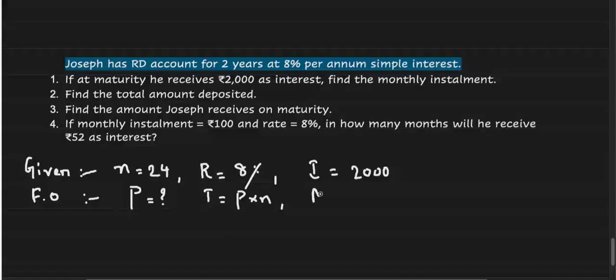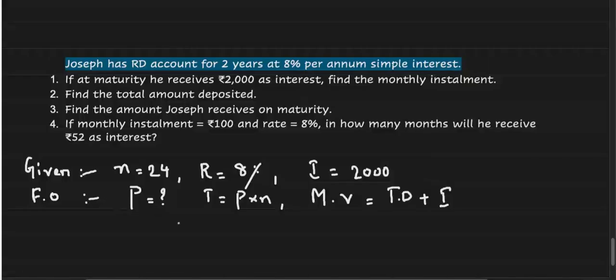Maturity value MV, you know that, just add the interest 2,000 to the total amount deposited. You will get the maturity value, that is total amount deposited plus interest. If monthly installment is 100 and rate is 8%, in how many months will he receive rupees 52 as interest? So this is the second part, an entirely different thing.